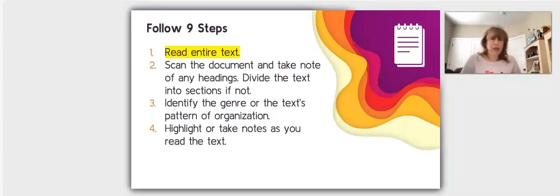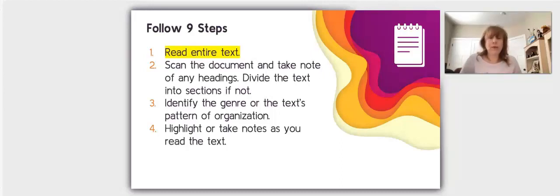You can identify the genre of the text or the text pattern of organization. This can be something that goes from general to specific, or it could be organized by types of examples. But as you are taking notes, you really want to make sure that you don't plagiarize the author's words. You don't even want to use a few of the author's words if possible. And if you do use their words exactly, put them in quotation marks.